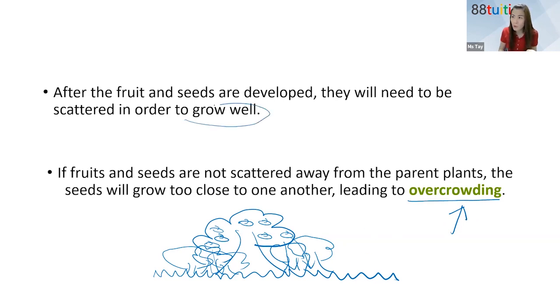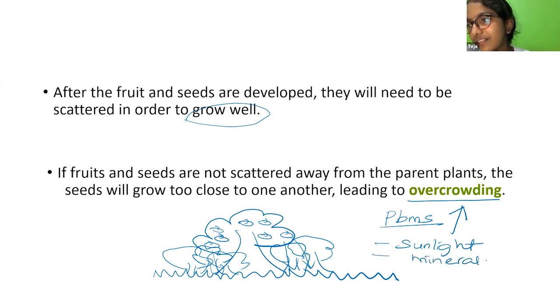Remember, they must be scattered to grow well. So when they are overcrowded, they cannot grow well. Why? They cannot get sunlight. So sunlight is a problem. Overcrowding leads to problems like fighting for sunlight, fighting for water and minerals from the ground. So they fight for water also, right? So these will lead to all these problems.